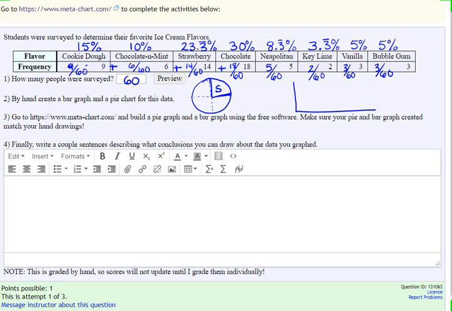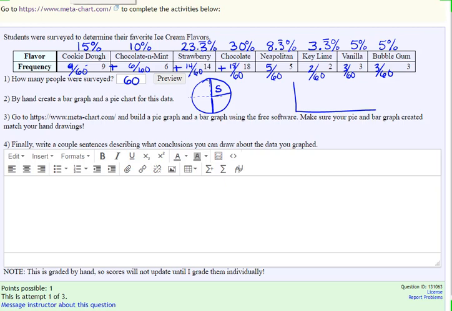Now, if I look at these other ones, I've got vanilla, bubblegum, and chocolate and mint would be 20%. I have something that's 30% here. So I'm just trying to figure out what the best method would be for breaking it apart. I know that vanilla plus bubblegum is 10%. So if I combined vanilla, bubblegum, and cookie dough, I know that that would be 25%.